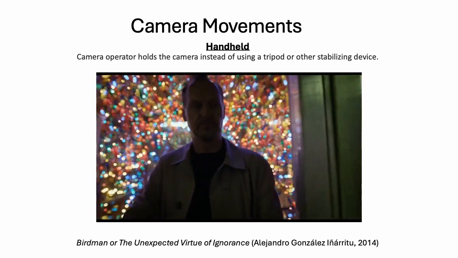Now let's talk about a different type of camera movement, which is an apparent camera movement, but the camera doesn't move at all. What's changing is the focal length. Now, this is when the camera can zoom in or zoom out, making it look like the camera is getting closer or further away from the subject.